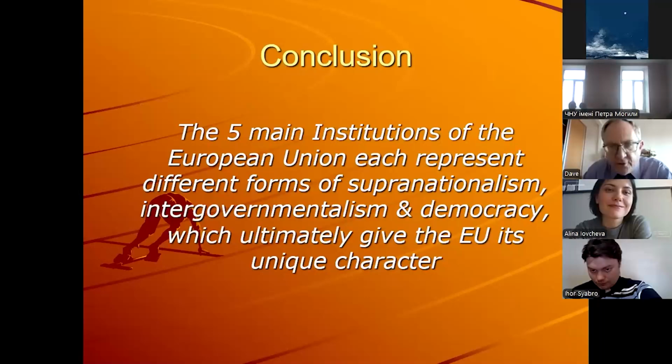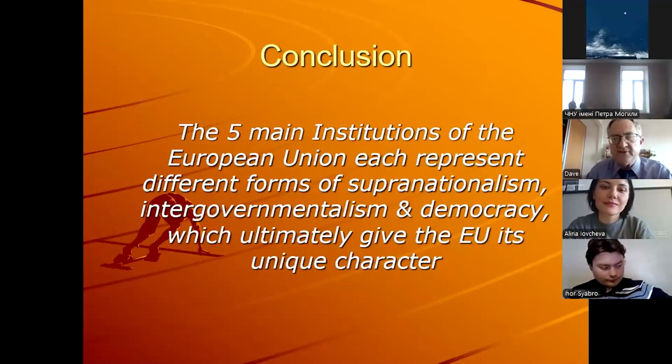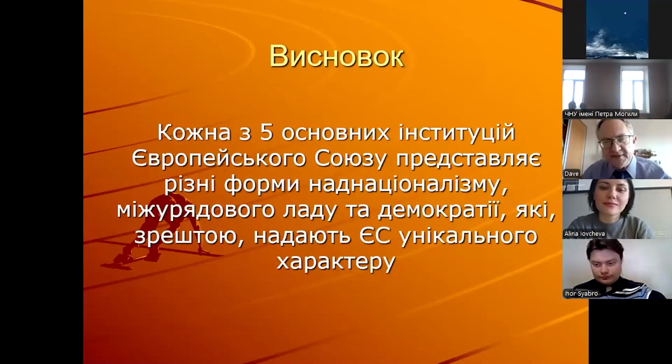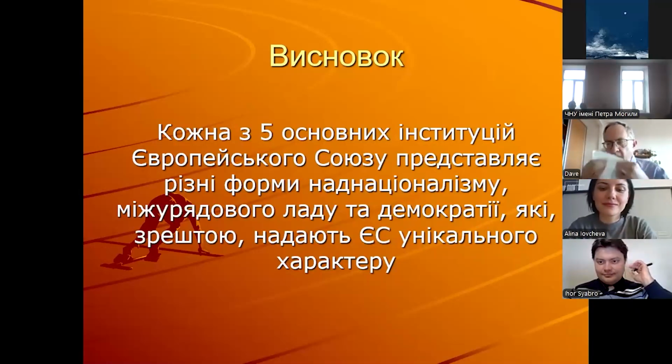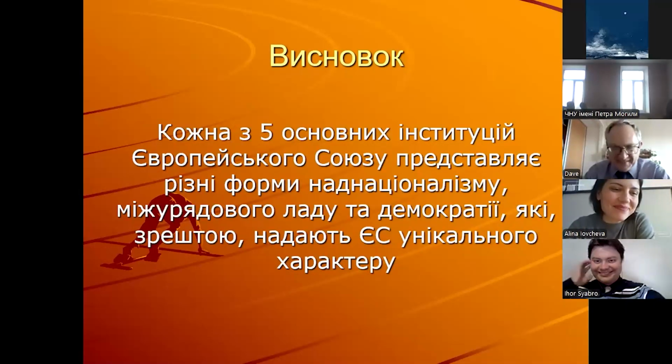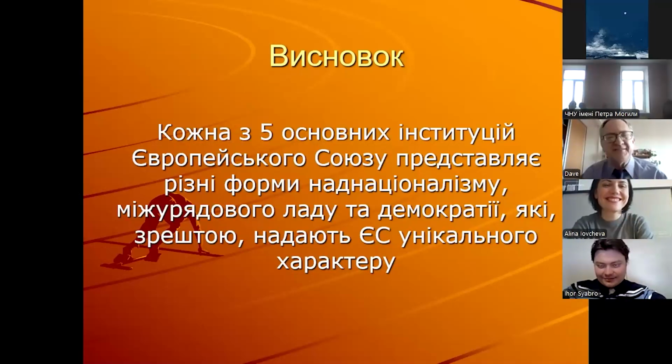Okay, a conclusion of this lecture. The 5 main institutions of the European Union each represent different forms of supranationalism, intergovernmentalism, and democracy, which ultimately give the EU its unique character. And here is a little bit in Ukrainian language. Oh, I did it. It's a perfect ending because I think it's just finishing my voice.